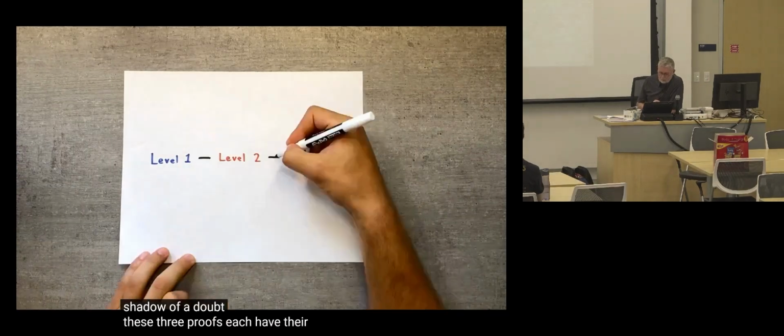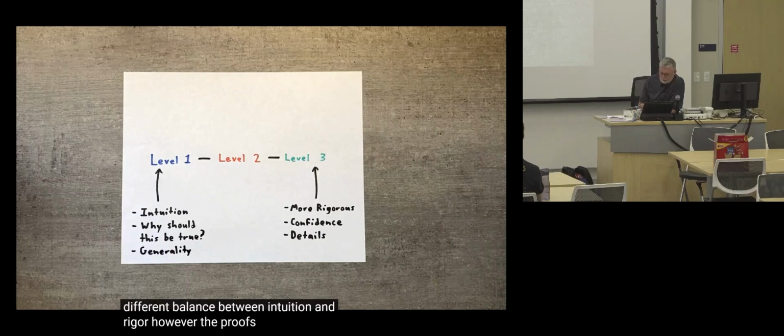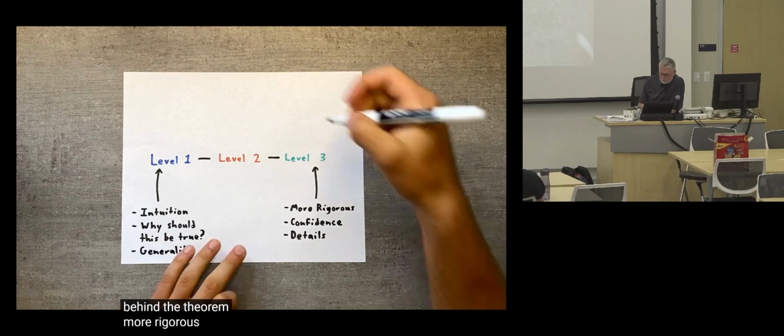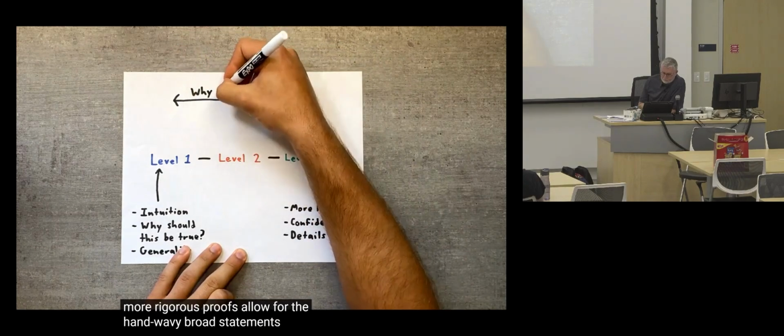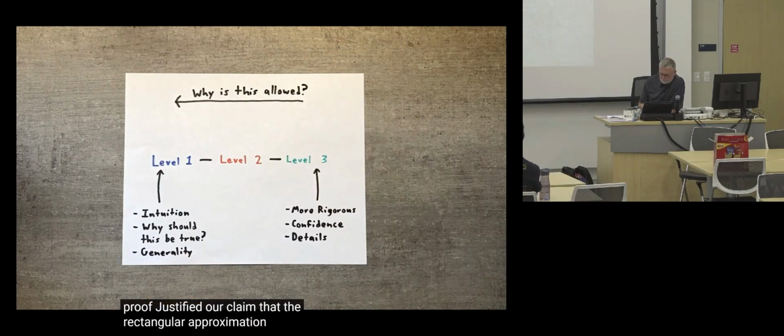These 3 proofs each have their own advantages, since they all strike a different balance between intuition and rigor. However, the proofs aren't just different options to choose between. They actually support each other and work together to fully explain the ideas behind the theorem. More rigorous proofs allow for the hand-wavy, broad statements that make intuitive proofs possible. The level 3 proof justified our claim that the rectangular approximation in level 2 really does approach the true difference in area. And this rectangular approximation explained how our line in level 1 actually represented the rate of change of the area function. Without these rigorous proofs, we can't know what the simpler proofs mean precisely or why they work.